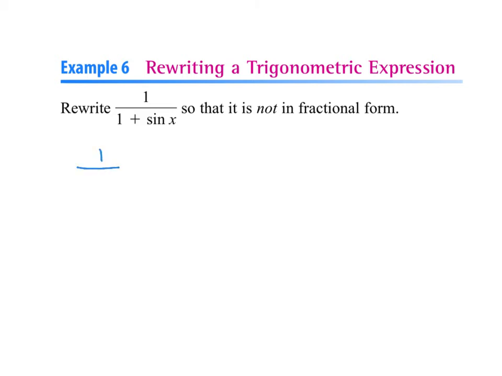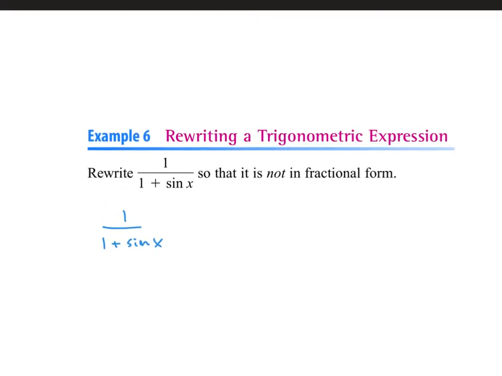So we have 1 over 1 plus sine x. What should we do to get rid of our denominator? What do you think? What can we do? Multiply the top and bottom by sine x? So we could do that. If we multiplied the bottom by sine x, we would get sine x plus sine squared x. So it wouldn't really get us very far.